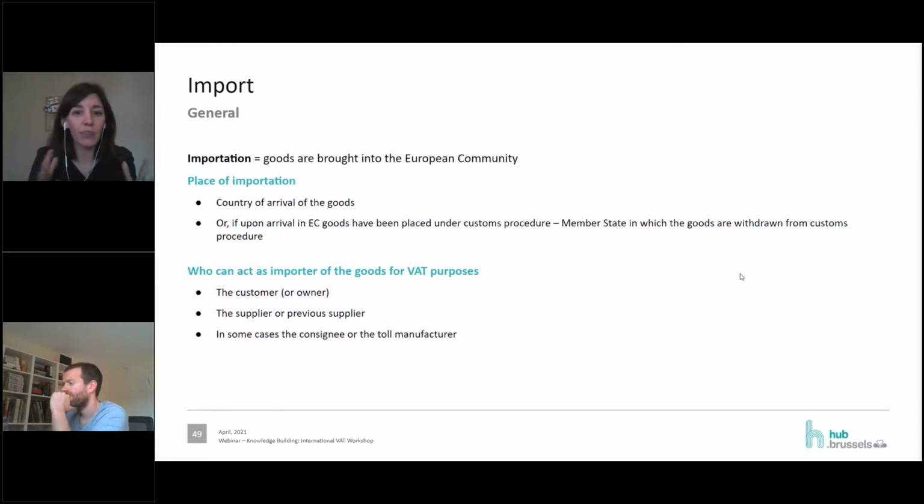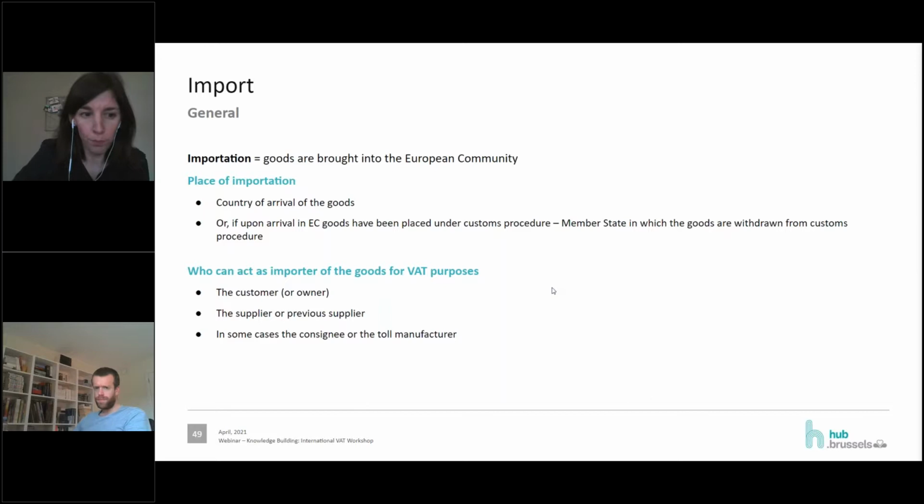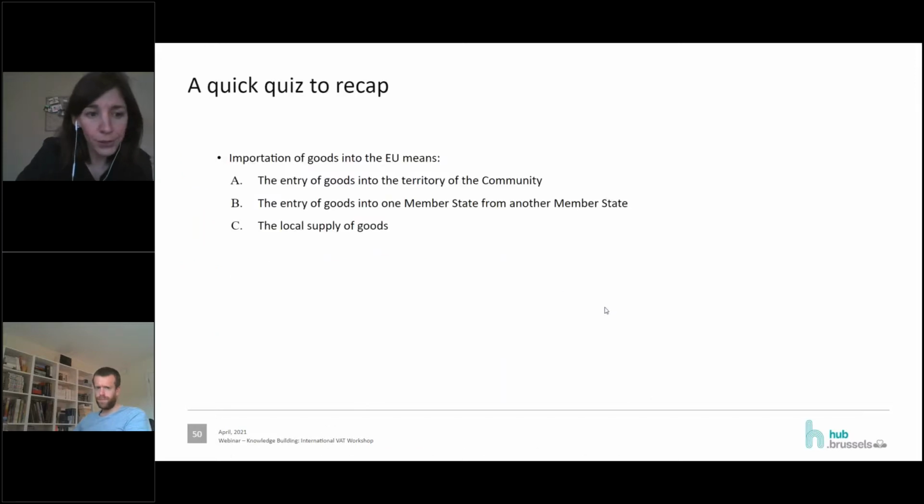Who can act as importer of the goods for VAT purposes? Well, it is the customer, the owner of the goods, the supplier or the previous supplier, and in some cases the consignee or the toll manufacturer as well, keeping in mind that there's some difference in the definition from a customs and a VAT perspective. And of course, import VAT is applicable because, as we discussed earlier, it is one of the transactions on which VAT is charged.